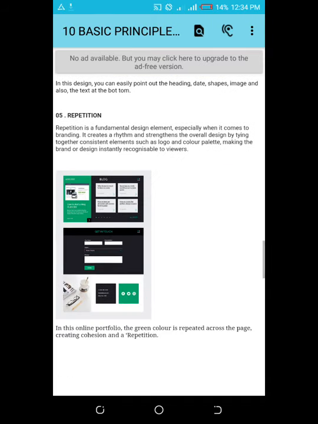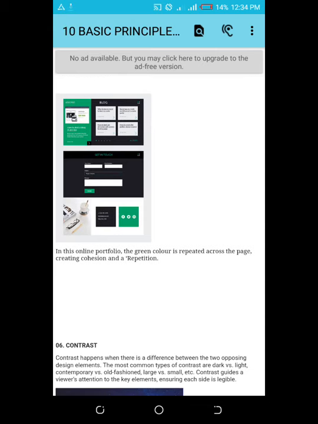Now your design should be repeatable. If you are using a certain color at a particular stage, it should be repeated in another stage of the design, whether web design or graphic design, as the case may be.